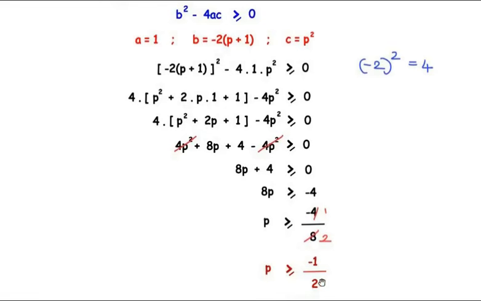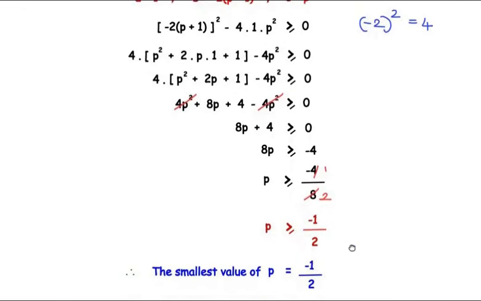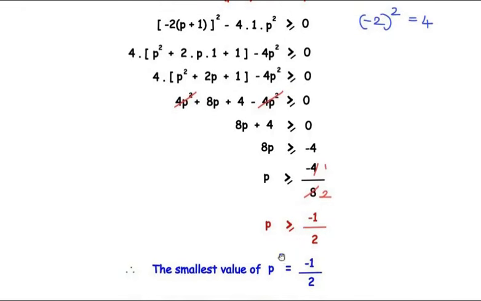But in the question we had been asked to find out the smallest value of p. So the smallest value of p is going to be minus 1 over 2. So here we have written, therefore the smallest value of p is minus 1 over 2. Now once we have got this value of p, we have to substitute in the given quadratic equation and get a new equation.